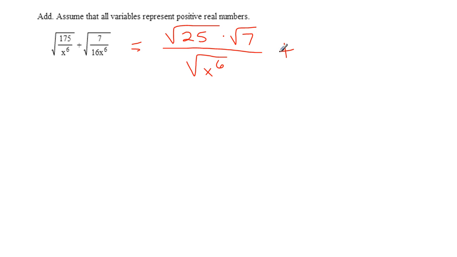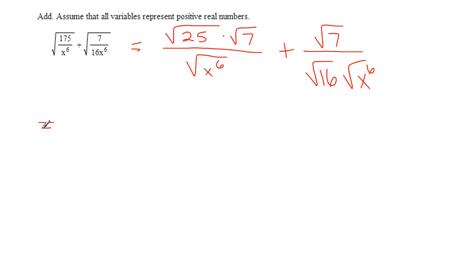the second fraction, the square root of 7 on the top, and then on the bottom I got multiplication. I got a 16 and x to the 6th. I'm going to do 16 and then the square root of x to the 6th. Okay, now let's simplify those.